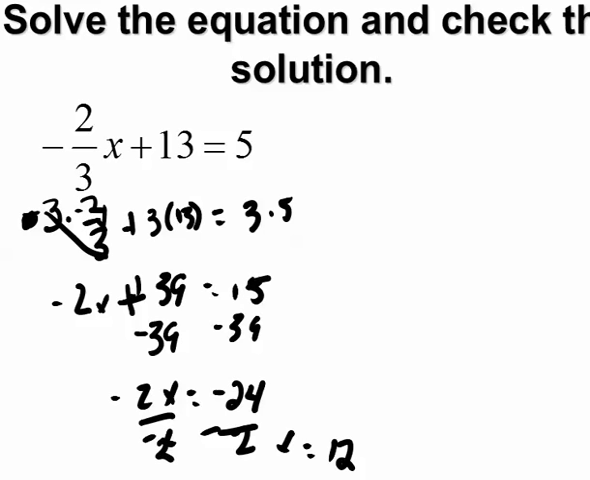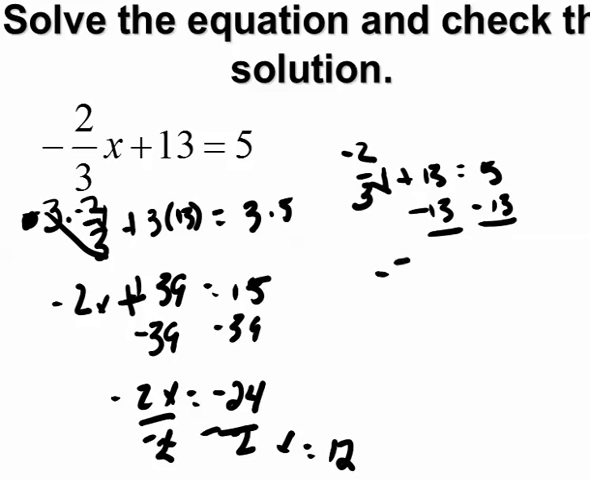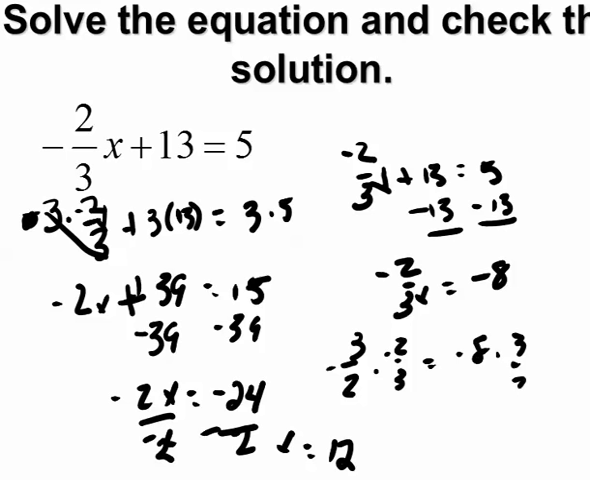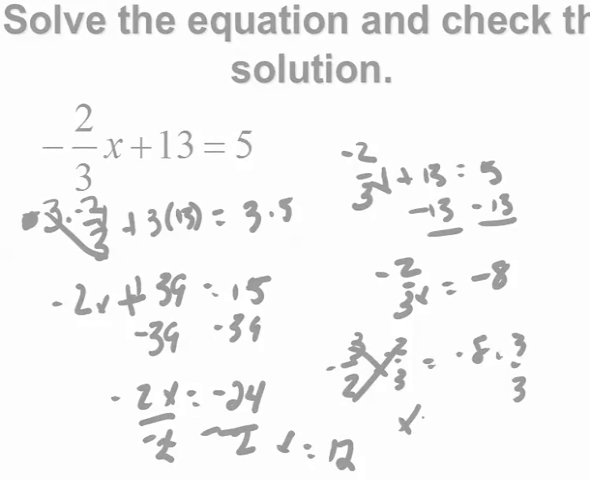As I said, we're going to do it 2 different ways. Negative 2/3 x plus 13 is equal to 5. Let's subtract 13. Negative 2/3 x is equal to negative 8. Multiply times the reciprocal. These will cancel.